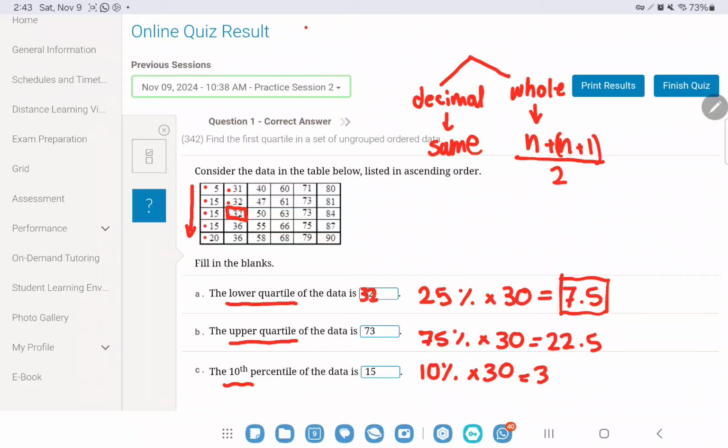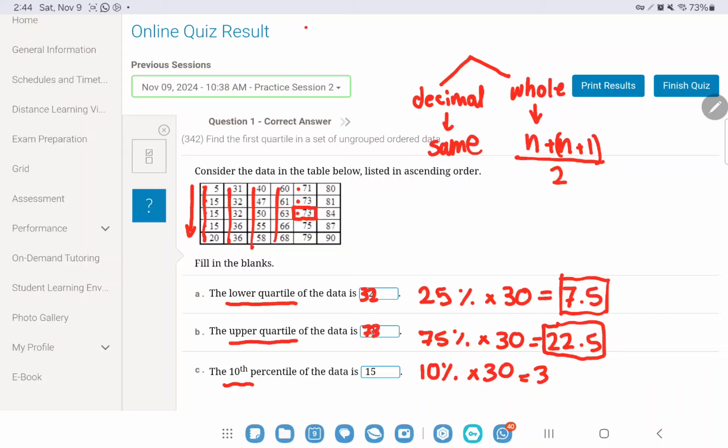Upper quartile means we do the same thing, because we had the decimal 22.5, so you look for the 23rd value. These are 5, 10, 15, 20, and 21, 22, 23. And that's your answer, 73.